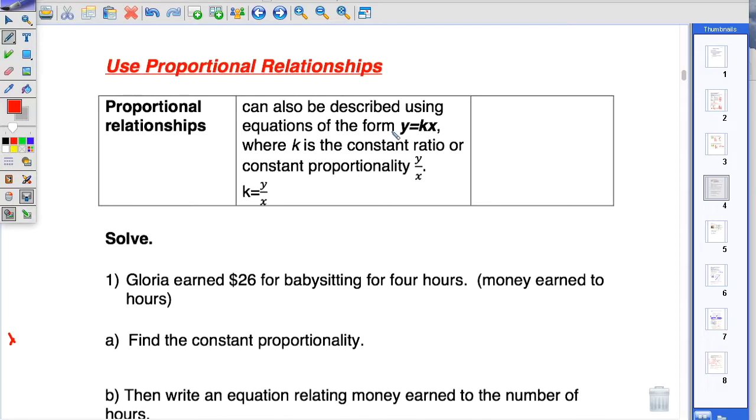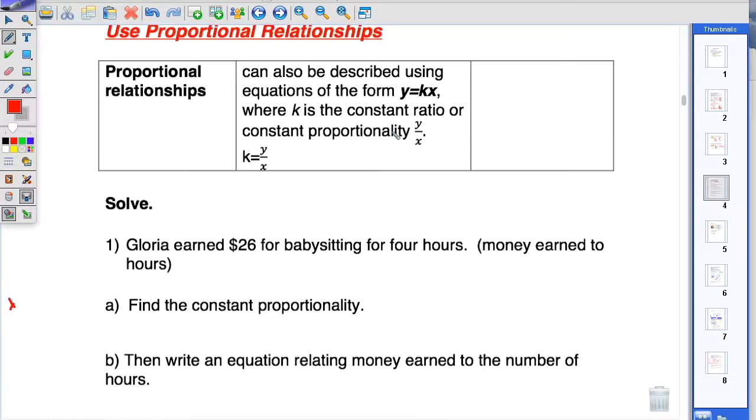All right, our next section says solve. Gloria earned $26 for babysitting for 4 hours. And you're going to set it up as money earned to hours. We're going to find the constant of proportionality. So we take our money earned, which is $26, and we are going to put it over the number of hours. That gives us $6.50 per hour. That's your constant of proportionality. The rate of pay Gloria is earning each hour is $6.50.